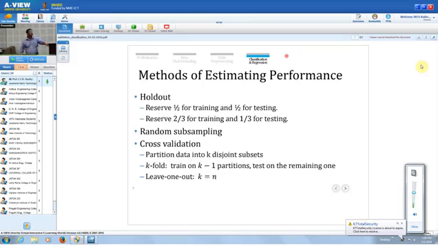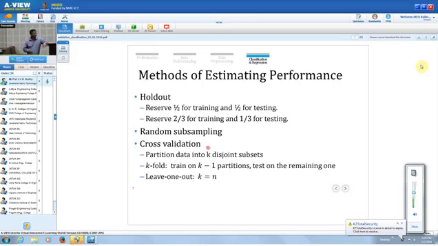You have the holdout method. I told you the holdout method is to reserve half for training and half for testing, or reserve 2/3 for training and 1/3 for testing. That is one thing called holdout. Another is random subsample. You just randomly pick some subsamples and say this is training and this is testing. Another is cross validation.